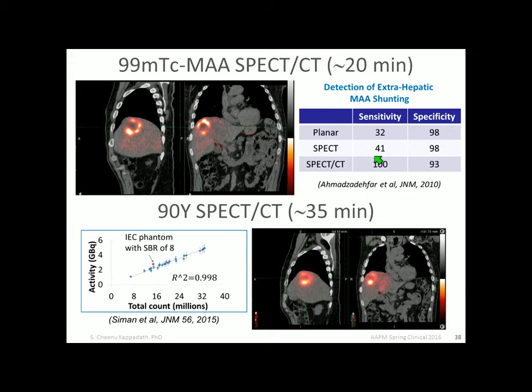And after you do the therapy, you can also visualize to verify that adequate delivery of radiation was achieved, and there are techniques to quantify the Y90 uptake and determine whether you have achieved the desired doses to these tumors.